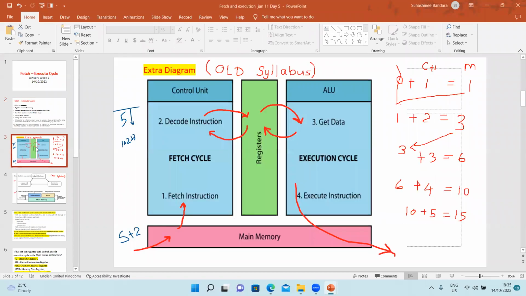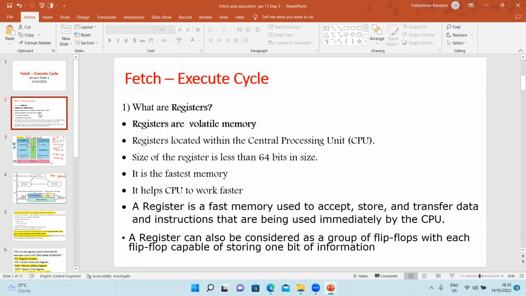We discussed the fetch execution cycle last day. Before moving to the fetch execution cycle, we discussed registers. Registers are volatile memory. It is situated in the central processing unit, and the size of a register is less than 64 bits. It is the fastest memory. It helps the CPU to work faster.